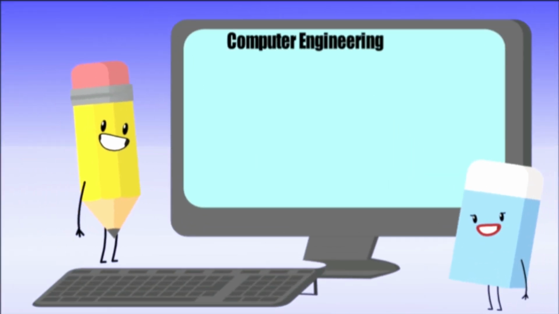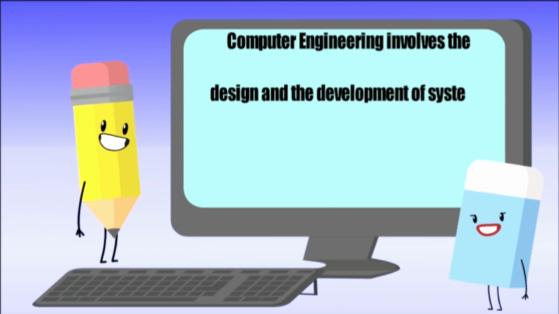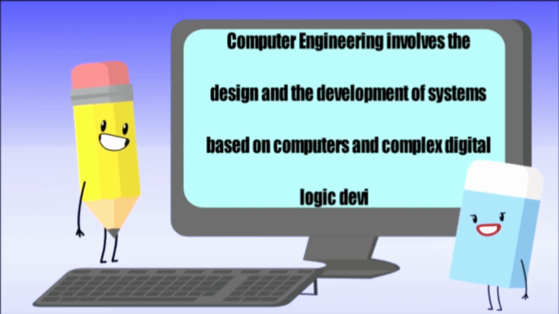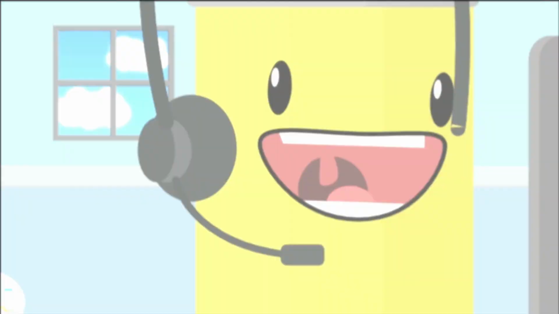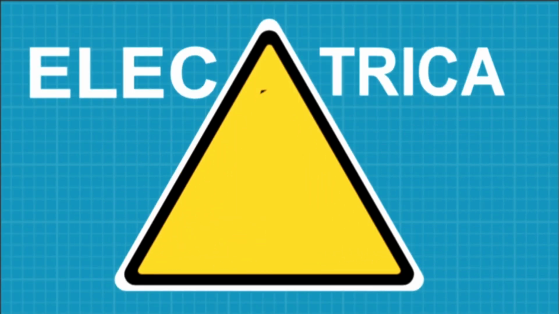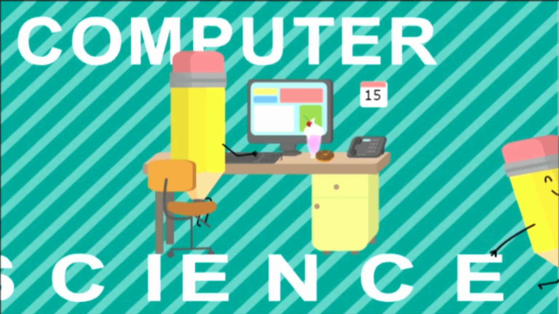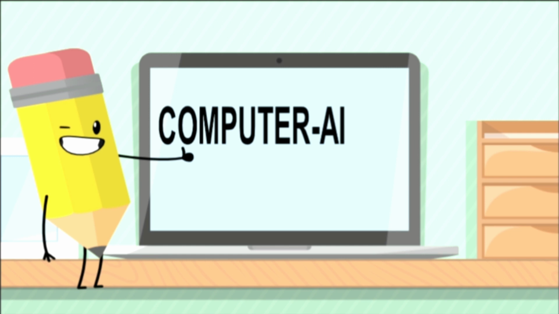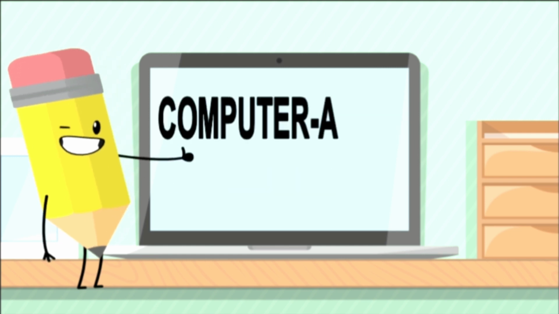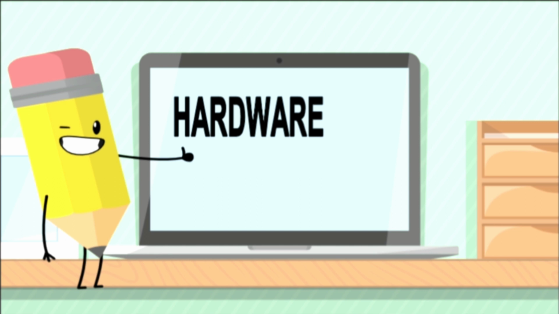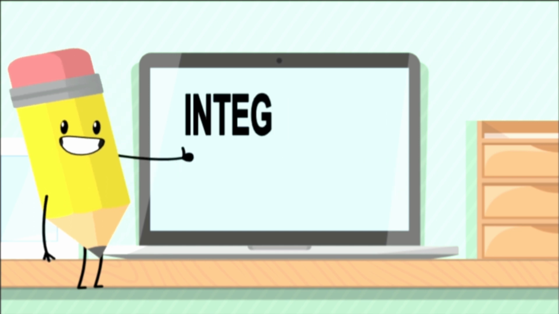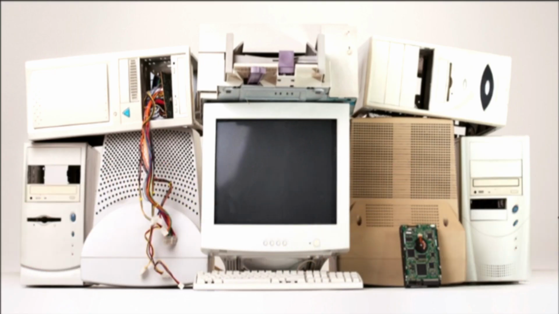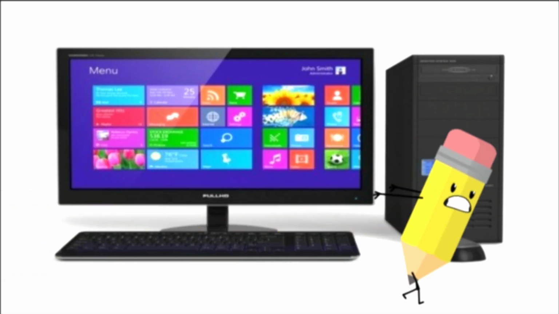Computer engineering involves the design and development of systems based on computers and complex digital logic devices. A computer engineer is equipped with a broad background in electrical engineering and computer science. Career fields for computer engineers include computer-aided design, computer-aided manufacturing, hardware design, software design, and integrated circuit design. Computer engineers continually push the capability and applicability of computers in every industry and every facet of modern life.